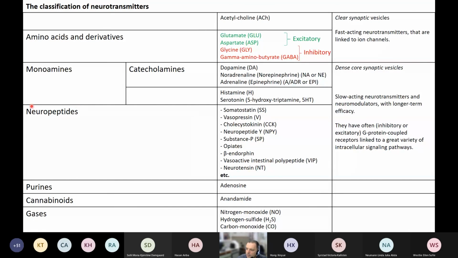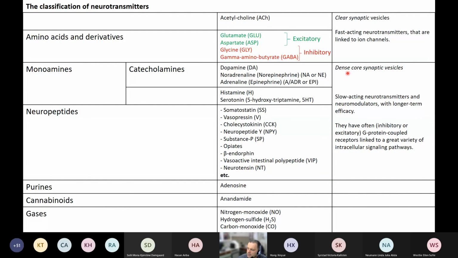And we have neuropeptides. The list is not complete. We have hundreds of neuropeptides already discovered. I just listed some of them. You don't have to know all of these, just at least some examples you could maybe learn. And other neurotransmitters like adenosine, anandamide, they belong to the purines and the cannabinoids. And finally, we also have gas neurotransmitters, they easily diffuse through all cell membranes. Nitrogen monoxide, hydrogen sulfide, and carbon monoxide also act as neurotransmitters in the brain.